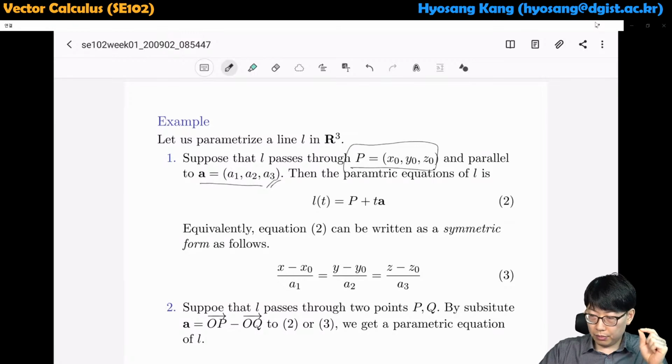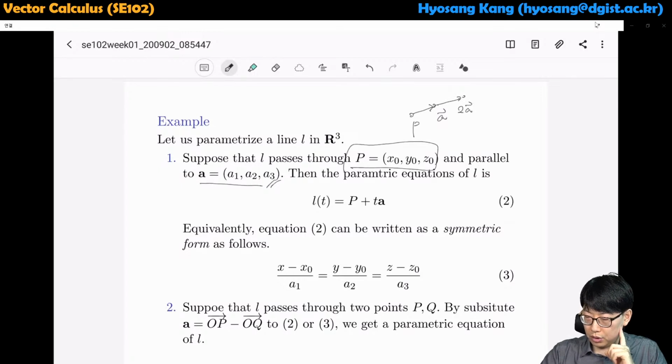Then the parametric equation of L can be determined by L(t) equals P plus tA. So basically, I want to pick a point inside of line L according to the parameter t. When t equals 0, it's lying on the point P. When t is moving to a positive number, it moves in the direction of A. So if I take twice A, I get this point.